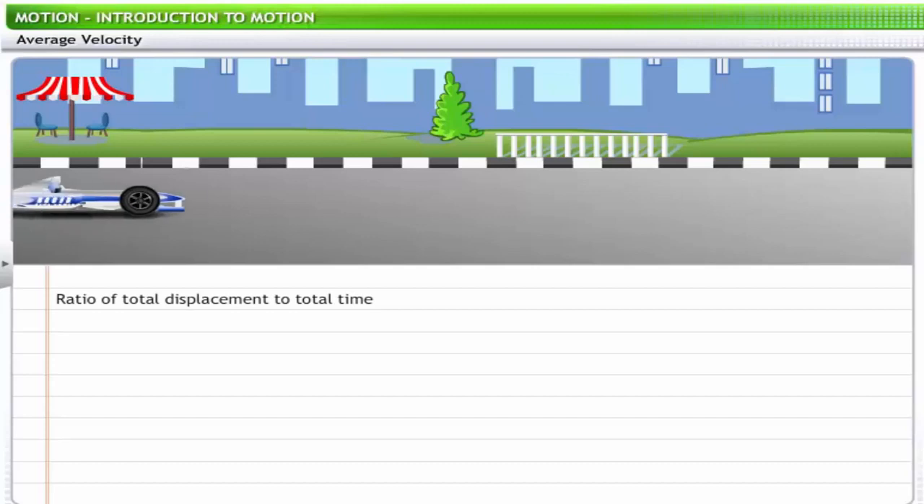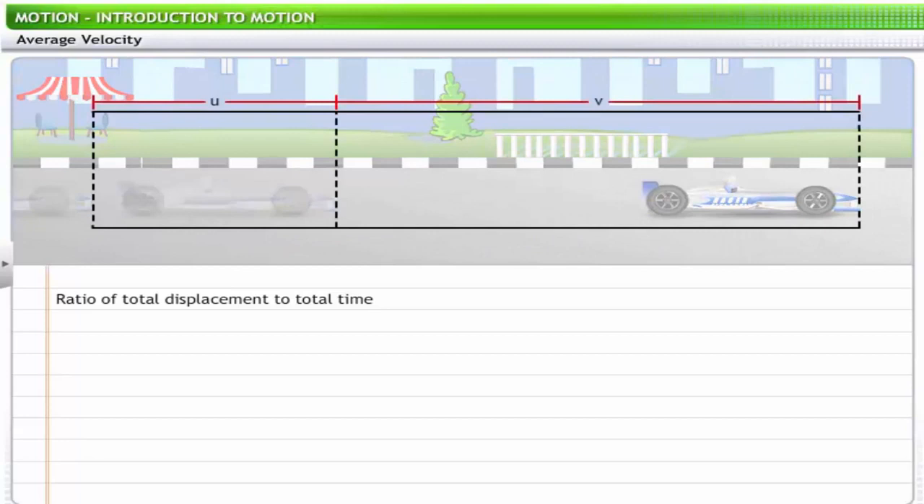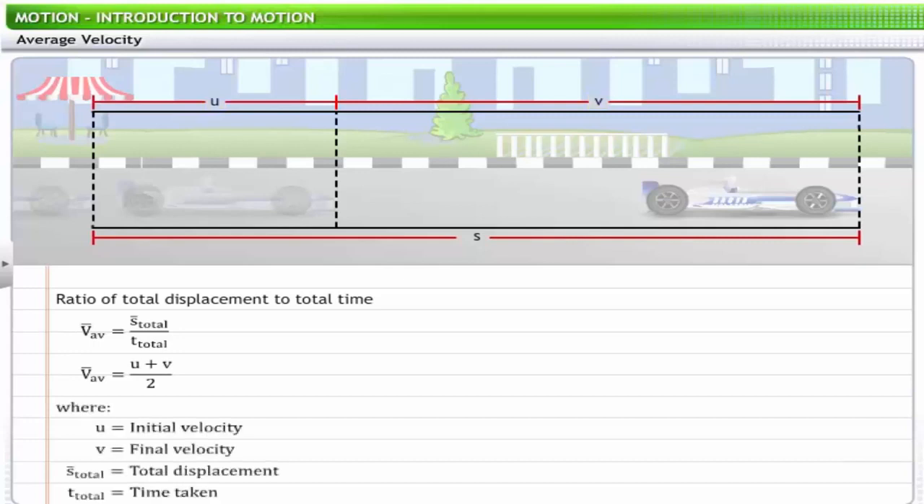When a body is moving with variable velocity for total time duration t, u and v are the magnitudes of its initial and final velocities, during which it has a total displacement, that is, s total. The average velocity of the body is the average of u and v. That is, it is half the sum of initial and final velocities.